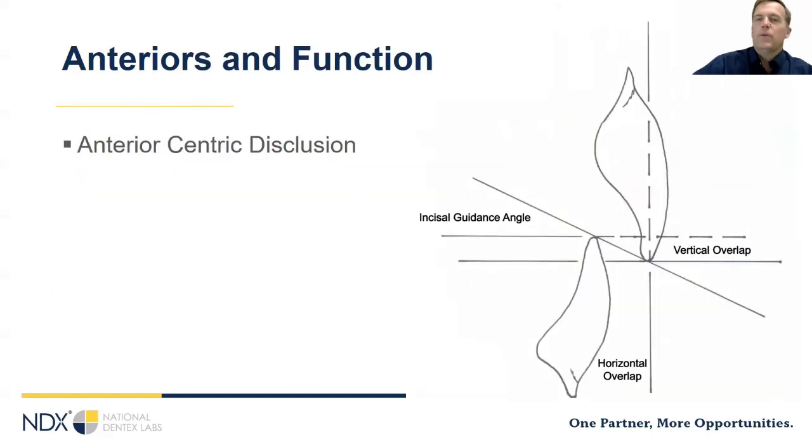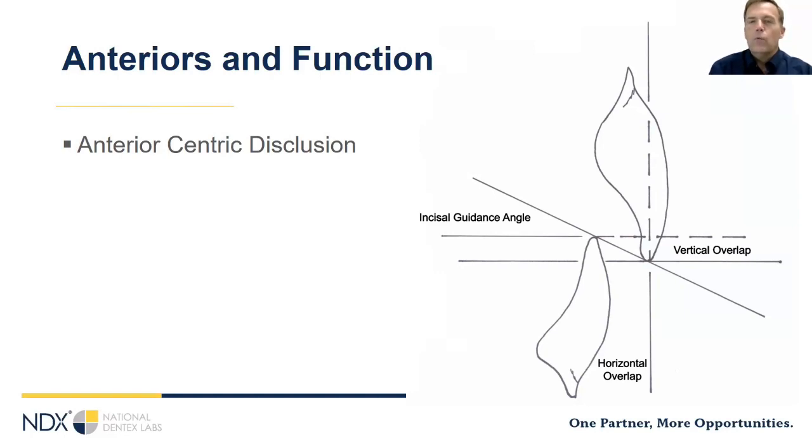So we got our upper teeth in the right position. How do we set our lower teeth? In general, with our complete dentures, we don't want the anterior teeth to touch in centric. We want them to contact when our patients start moving.